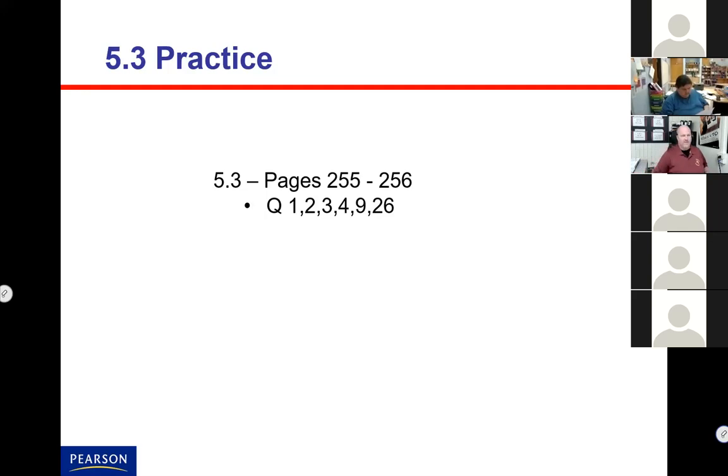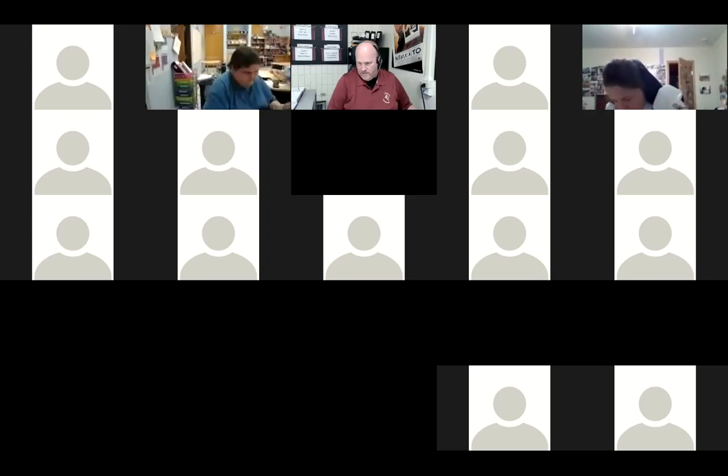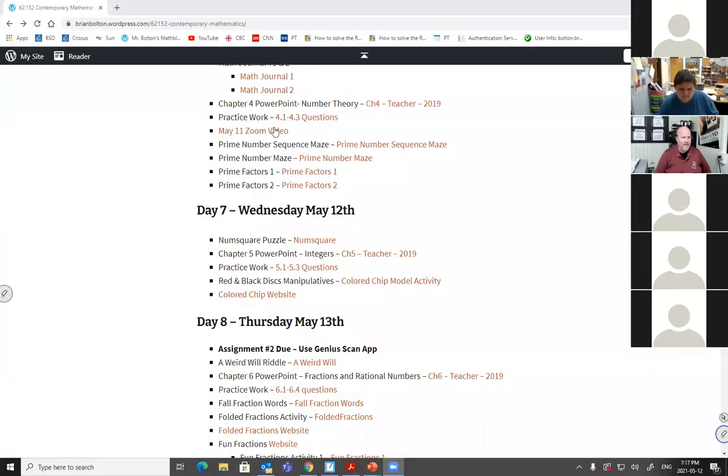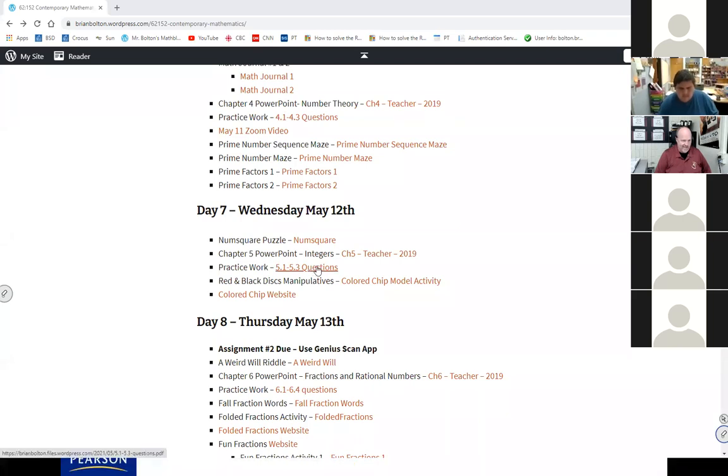Okay, let's do an activity here. So let's kick out of this. Let me share the screen, back to the main page here. We're on Day 7. So the colored chip model activity is what I have in front of me here. You can print this off later if you want, but I want you to go to the colored chip website. So click on the colored chip website.